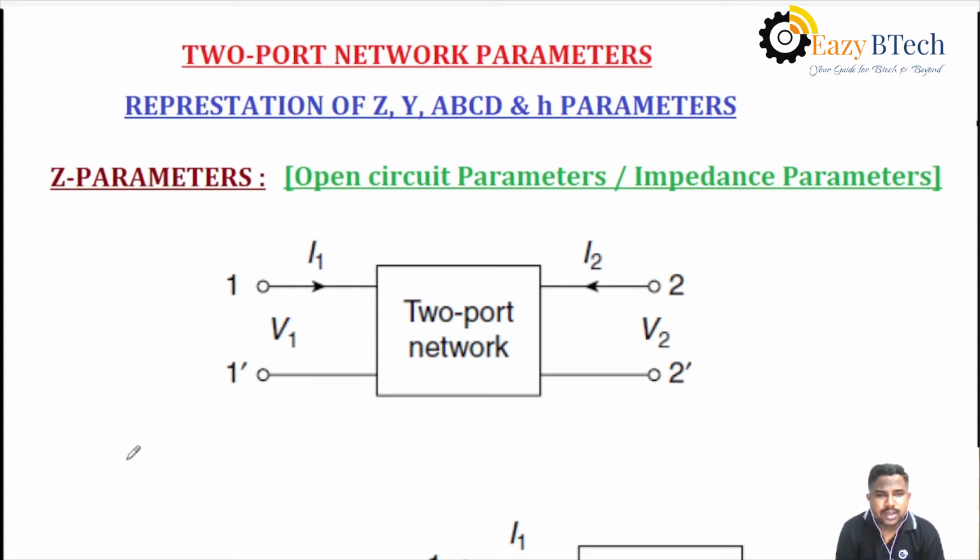In this video, I am discussing the two-port network parameters, how the parameters will be represented in the given network. Generally, the two-port network parameters have four types, that is Z parameters, Y parameters, ABCD parameters and H parameters. In that, the first parameters we can discuss are Z parameters. Z belongs to the open circuit parameters, also called impedance parameters.